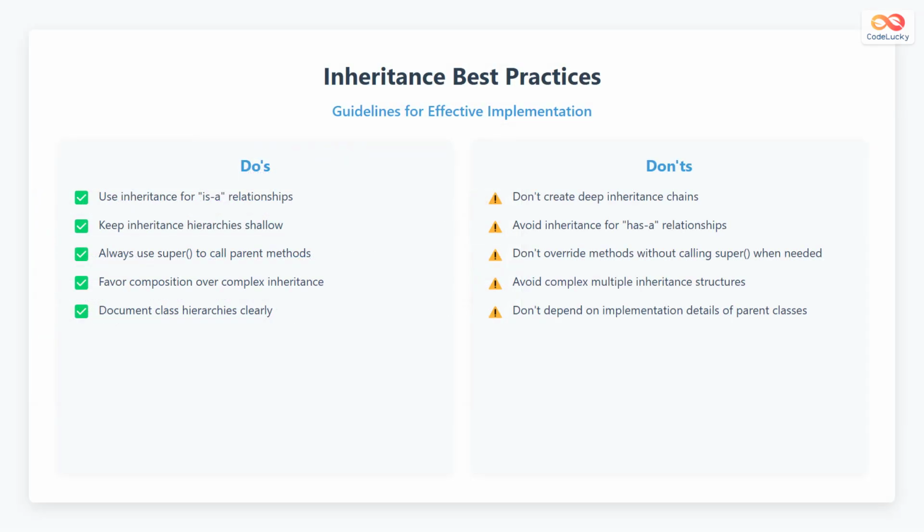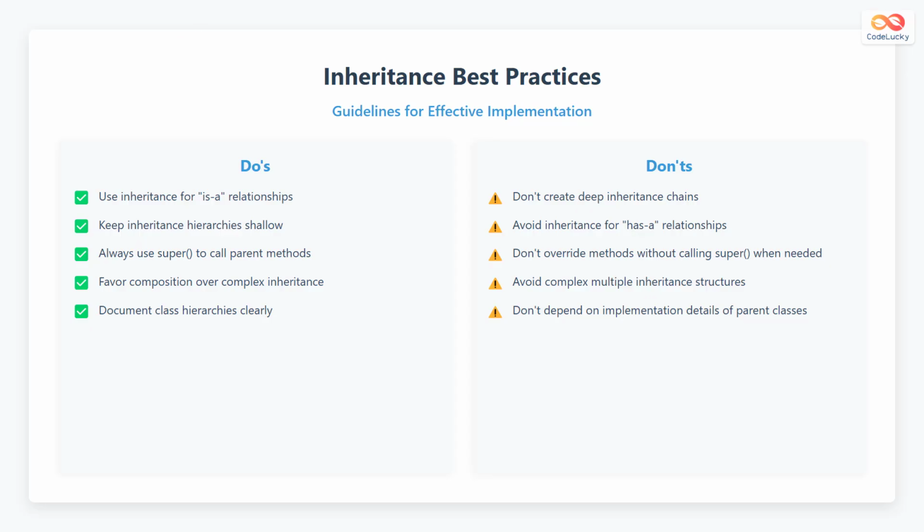To finish up, let's review some best practices for using inheritance effectively. First, the do's. Use inheritance for is-a relationships. Keep inheritance hierarchies shallow. Always use super to call parent methods. Favor composition over complex inheritance, and document class hierarchies clearly.